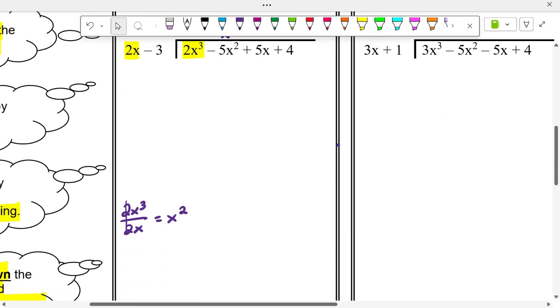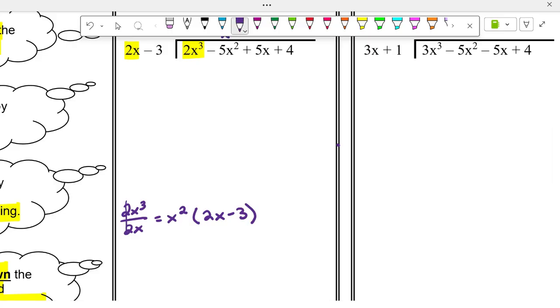So coming back down here, I'm going to multiply x squared by 2x minus 3. So I'm going to distribute that. What's x squared times 2x? 2x, not squared, cubed. What's negative 3 times x squared? Negative 3x squared.